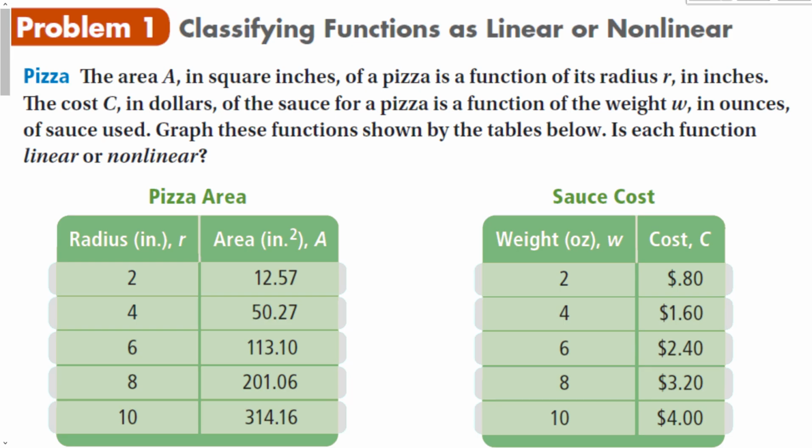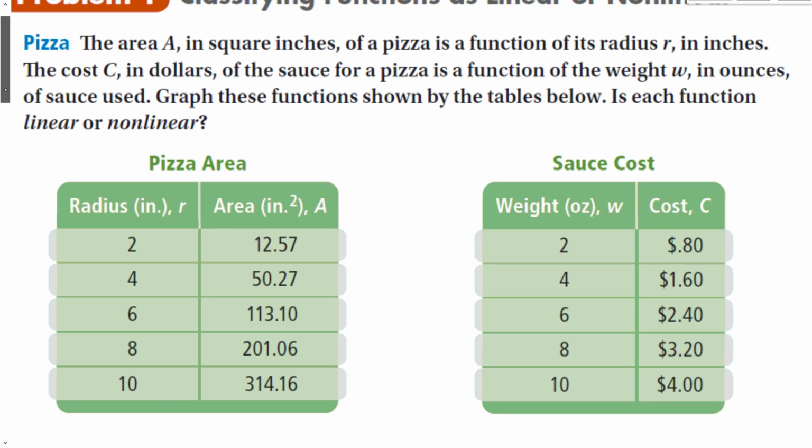So let's take a look at this first problem and decide which of these functions show us a linear function and which don't. So the area in square inches of a pizza is a function of its radius, r, in inches. The cost in dollars of the sauce of a pizza is a function of the weight in ounces. Graph these functions shown by the tables below. Is each function linear or non-linear?